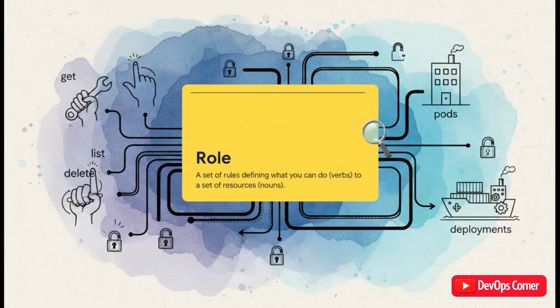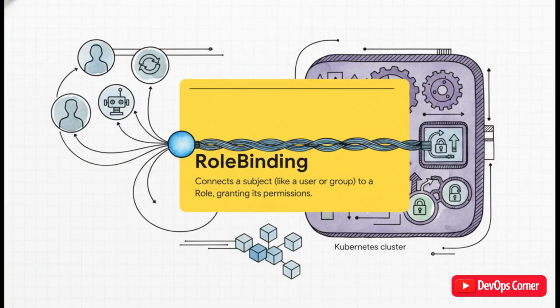So let's talk about the what. That's a role. A role is a Kubernetes resource that's literally just a set of permissions. It's got rules that pair up verbs, things like get, list, or delete, with nouns, which are just the resources themselves, like pods or deployments. Now, a role by itself doesn't actually do anything. It's just a blueprint of permissions.